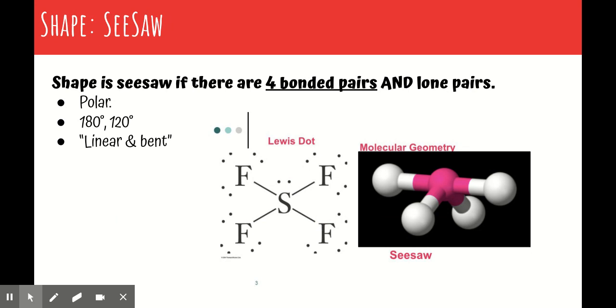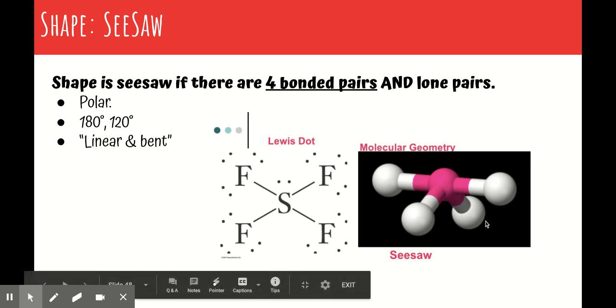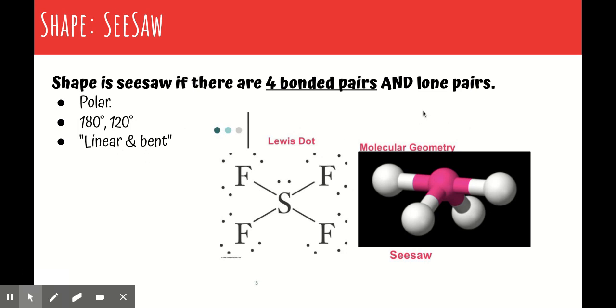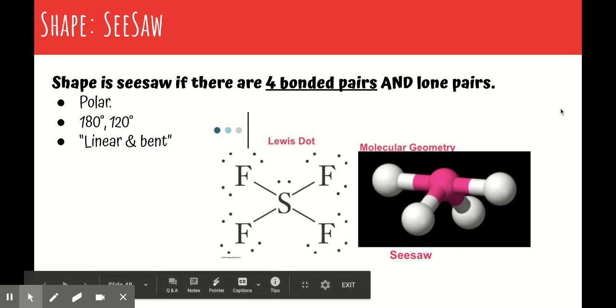Seesaw would be next up. So seesaw is similar to the tetrahedral. It's the same amount of atoms involved. You still have 4 bonded pairs, but with these you do have lone pairs. So that's going to cause the angle to change. So these again are polar, but you're going to have 2 different angles involved here. So you're going to have a 180-degree angle across the top portion of this. So this is similar to a linear shape. And then you have this bent piece down here. So the angle down here will be 120 degrees. So you have 2 different angles on this. You could maybe think of this as linear and bent together all in one.